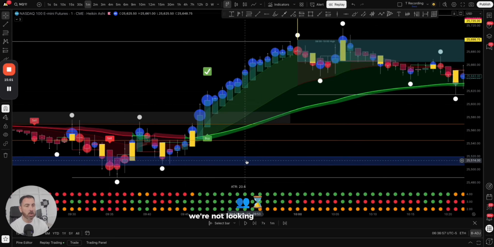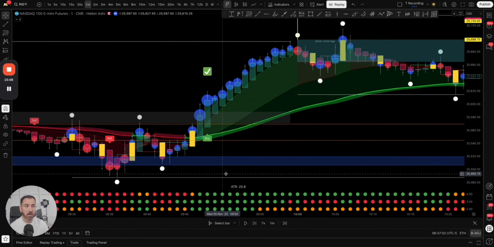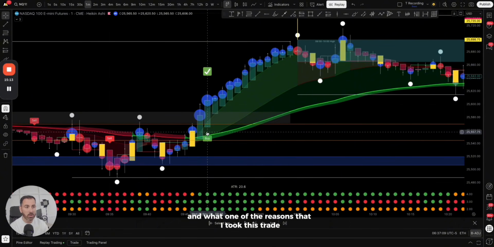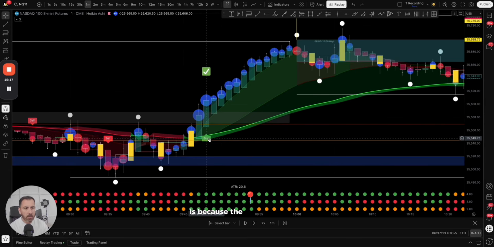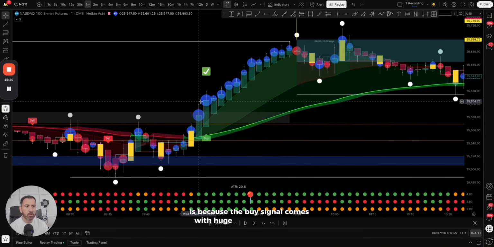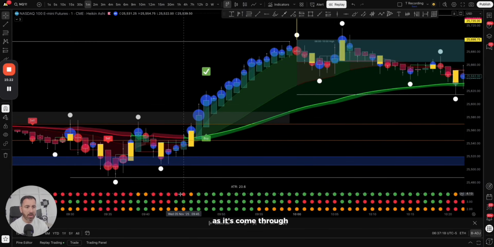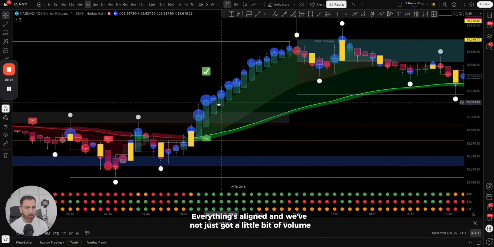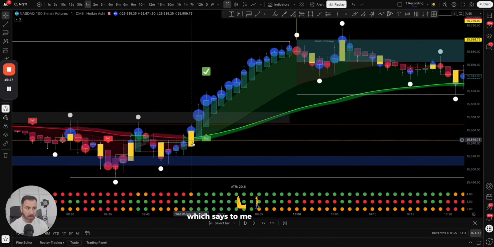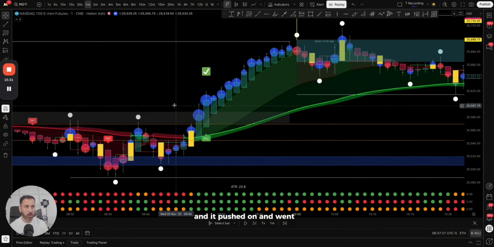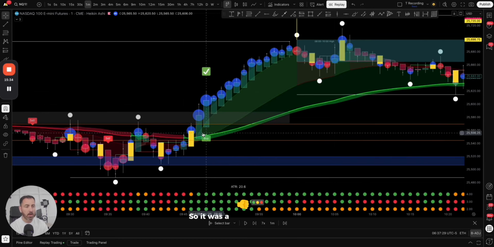But these trades, we're not looking for them to be there for 15-20 minutes. If everything aligns, I want to make sure that we get in and out in a few candles. One of the reasons that I took this trade, and you see on the Discord that I did take this trade, is because the buy signal comes with huge directional volume as it's come through. Everything's aligned, and we've not just got a little bit of volume, we've got a lot of volume, which says to me that the push is coming, and that is exactly what happened. And it pushed on and went straight through to TP3. So it was a great trade.